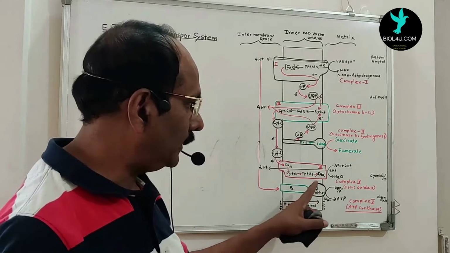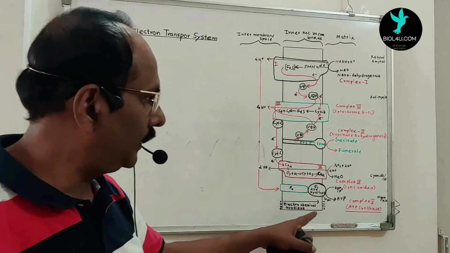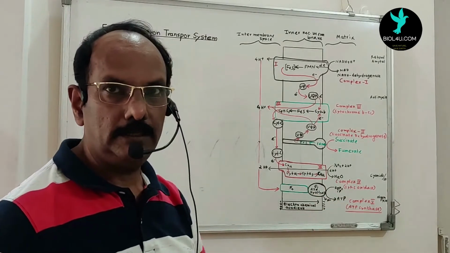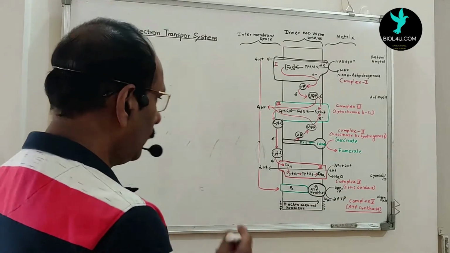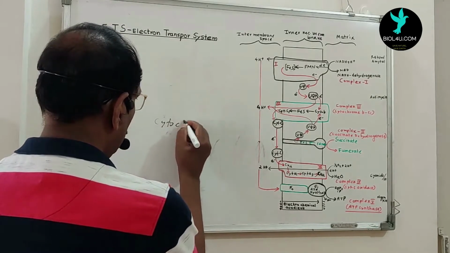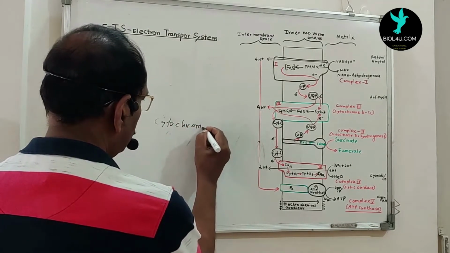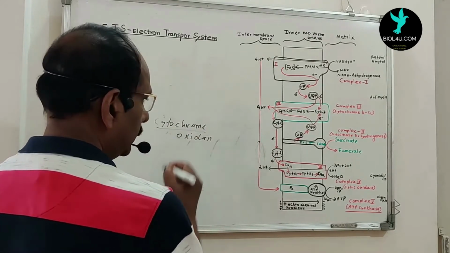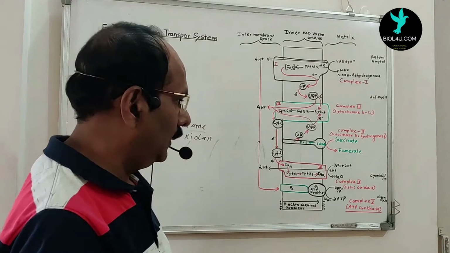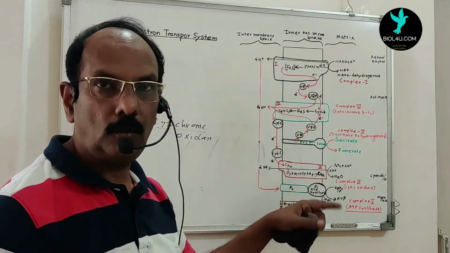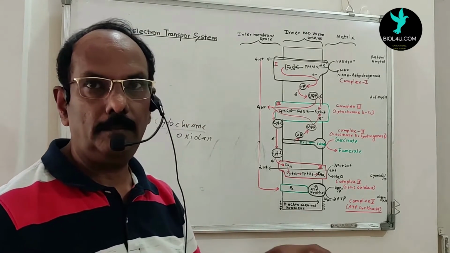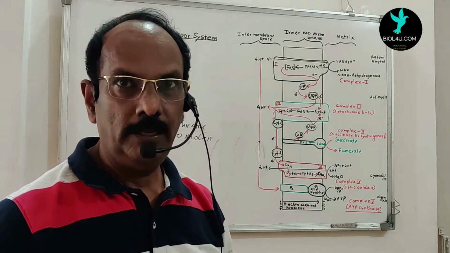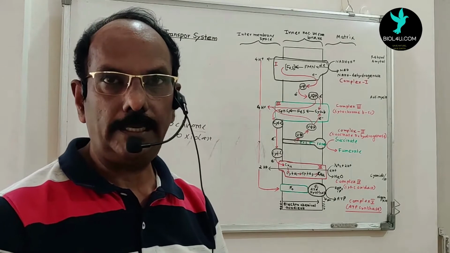And cyanide, I told you, will inhibit the fourth complex. So at which stage is cyanide actually inhibiting? It inhibits cytochrome oxidase. Cytochrome oxidase is an enzyme. This cytochrome oxidase helps in the oxidation of A3. At the same time, it helps in the reduction of oxygen. Oxygen becomes O minus. These two processes will stop if cyanide is there.